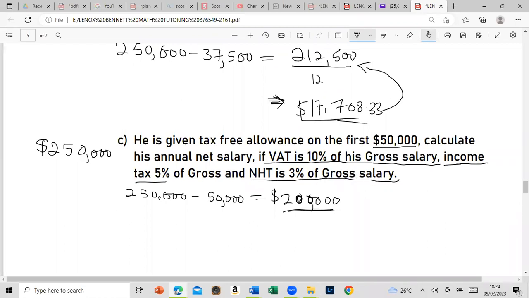Alright. So first we don't work out the VAT, as we want to know how much the person pays. But guys, you work with the 200,000 because they told us that the first 50 grand is tax free. So we'll find 10%.